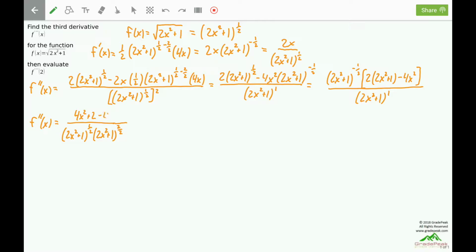and then minus the 4x squared. We can combine like terms in the numerator. The 4x squareds actually will cancel, and I'll be left with just a 2. And in the denominator, we will have a (2x squared plus 1) to the 1 plus 2, add the exponents, 3/2 power.